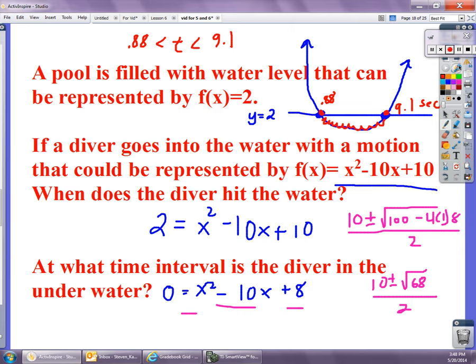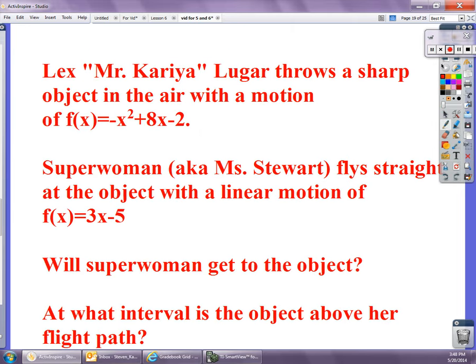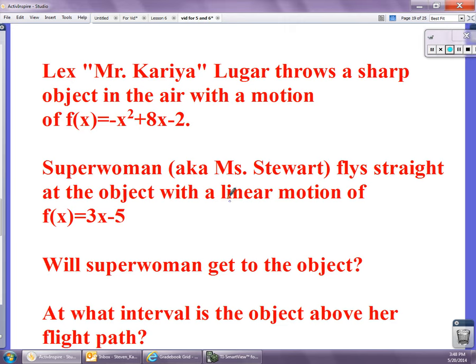We're going to go ahead and do one more, but I want you to try to practice this one on your own. So read the problem, and then when you're done reading the problem, see if you can actually pause the video, solve it, and then watch as I solve it. So someone throws a sharp object in the air with this motion. So I can see with the negative x squared, the sharp object's going like this.